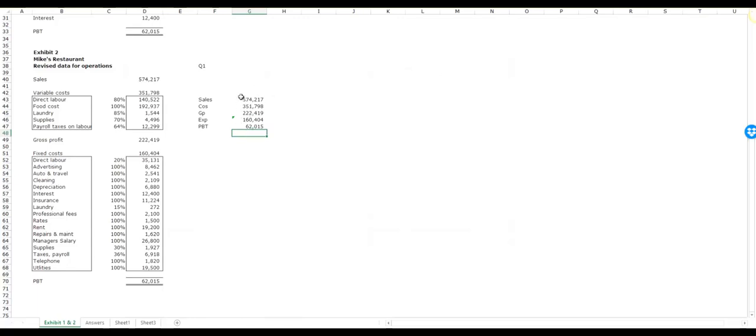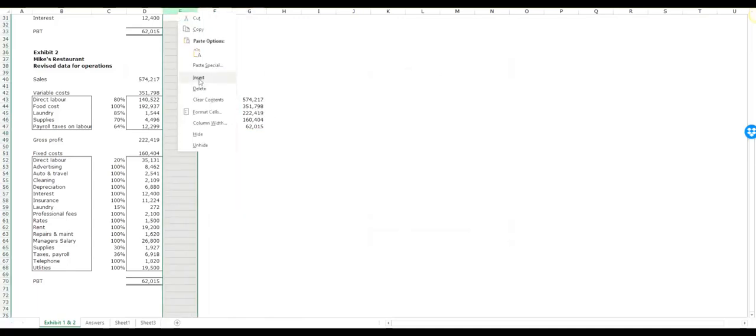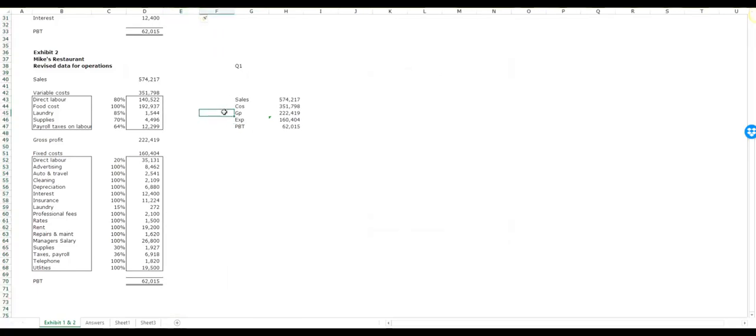Now I want to find out some information about this, and the first thing I want to find out is the gross profit of the business under its current operating conditions. To do that, we take the gross profit and we divide it by the sales number, and that gives us 38.7%. Let's turn that into a percentage and add a decimal place, and there we have 38.7% as our GP.